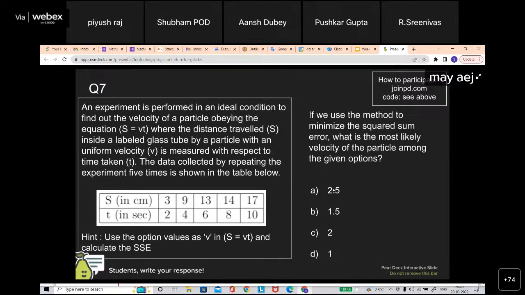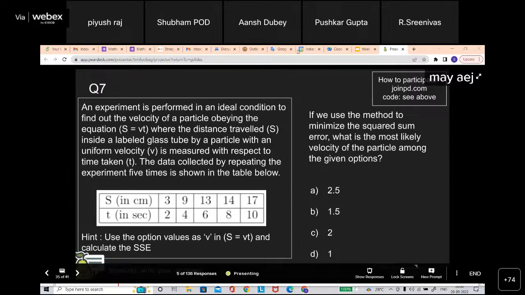Using that, this is just somewhat calculative. So who wants to leave now? Participants can leave. This is all about just calculation. You just need to substitute the values if you know how to calculate the sum square error.